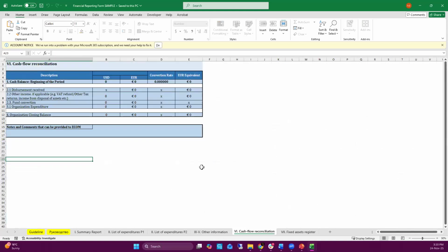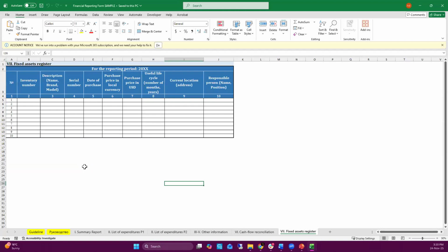Then we have cash flow reconciliation. And this is probably the best part of the financial report form, because here you have to do nothing at all. All the details and information here will be filled out automatically. And the last sheet that we have here is the register for the fixed assets that have been purchased in scope of the given project, which shows the details of the goods, the inventory or the equipment that you have purchased. If you don't have such, you just don't fill it out and leave it empty the way it is.